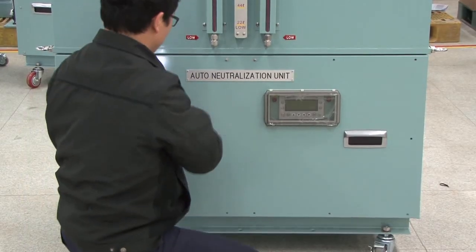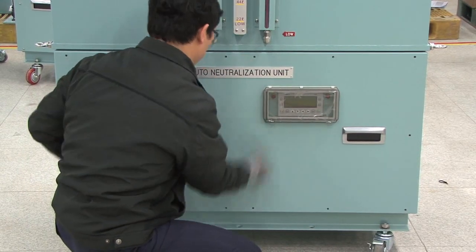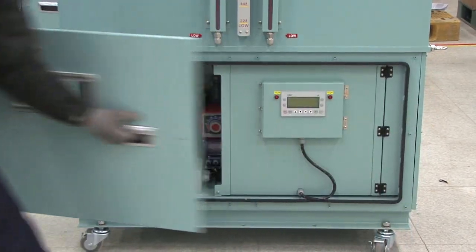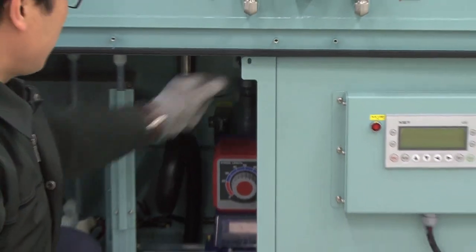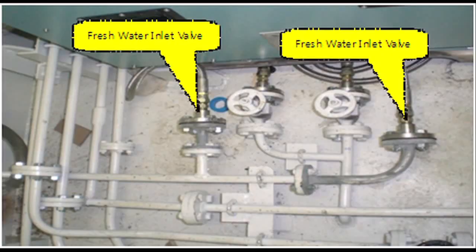3. ANU tank. Step 1. Remove the front cover and the side cover of ANU. Check all pipe connections and valves whether they are linked or not. Step 2. Close all the inlet valves of fresh water.